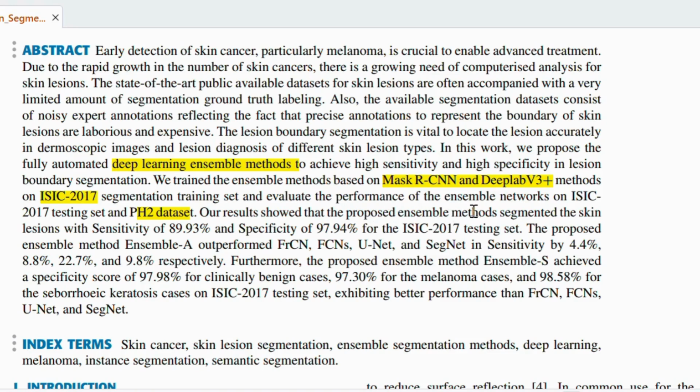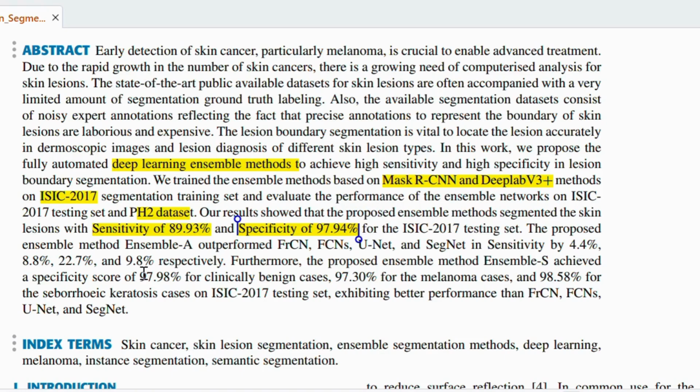Our results showed that the proposed ensemble methods segmented the skin lesion with sensitivity of 89.9% and specificity of 97.9% for the ISIC 2017 dataset. Then we see the results: sensitivity of 89% and specificity of 97% on the ISIC dataset. These are our evaluation metrics and results, which is point number 5. They also compared these results with the existing model to show improvement.